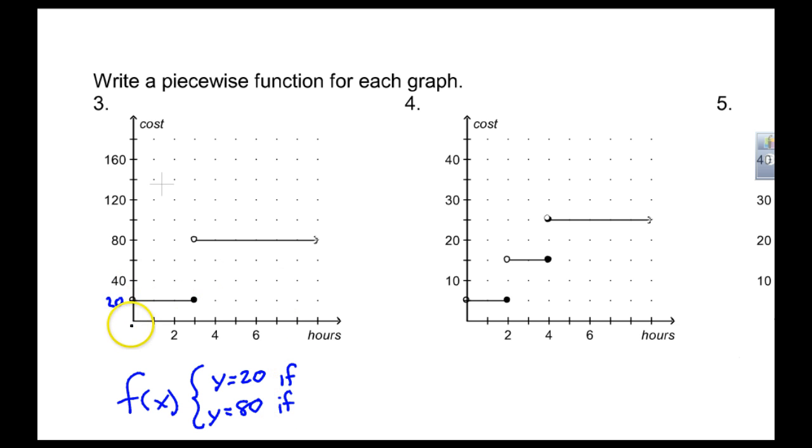So from 0 to 3, including 3, looks like that. And this is just a 3 and above, so greater than 3. So that's how a full answer looks. And you need to write the whole thing. F of x equals the brace, the ifs, the whole thing, just as it is on your notes.